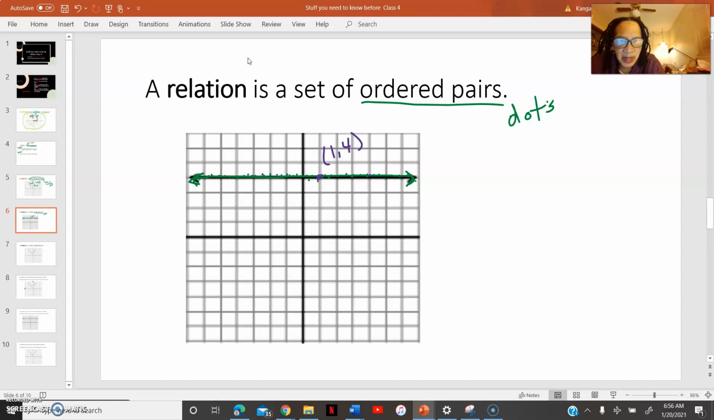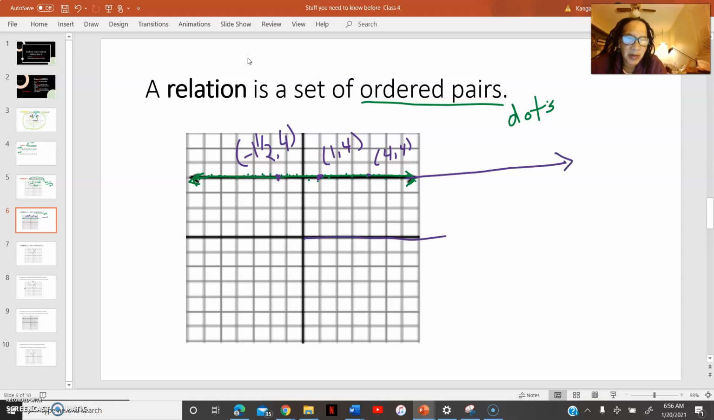Here's another location. This is the location 4, 4. Here's another location. This is the location I went over about -1.5 and then up 4. Let's find another location. So remember, this line goes on forever.